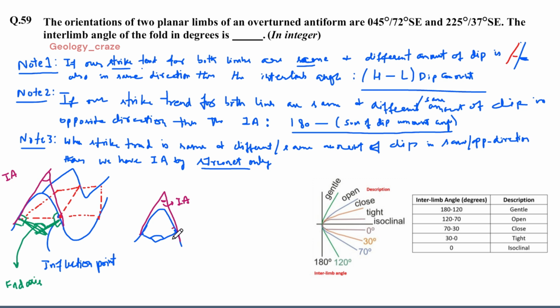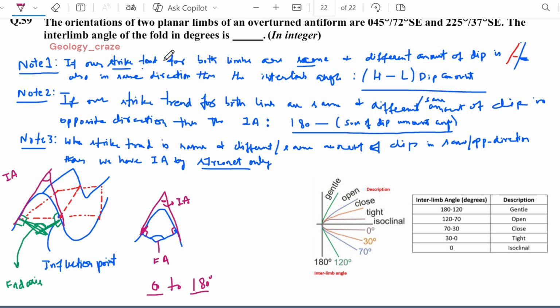This one is our 90°. This one is also 90°. It will touch with this line, 90°. So now we can calculate this, this is our fold angle. Depending upon the compression, this interlimb angle will change from 0 to 180°.